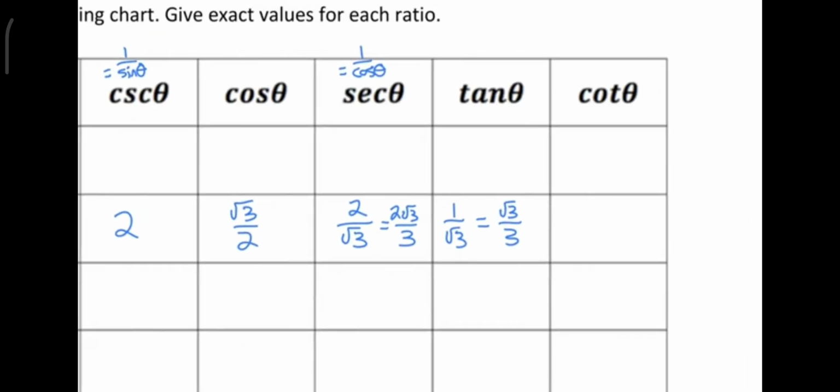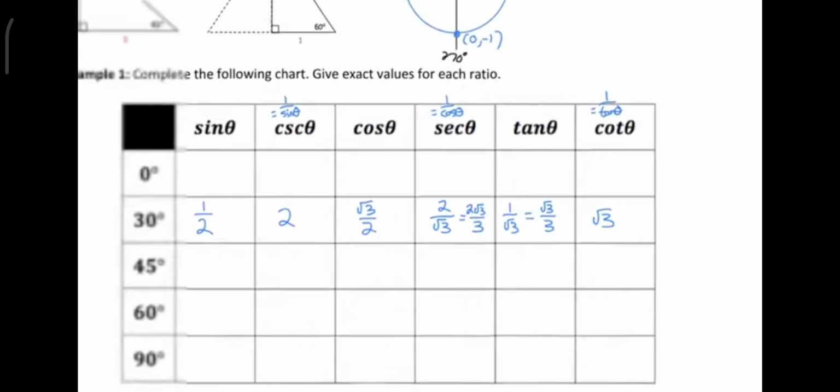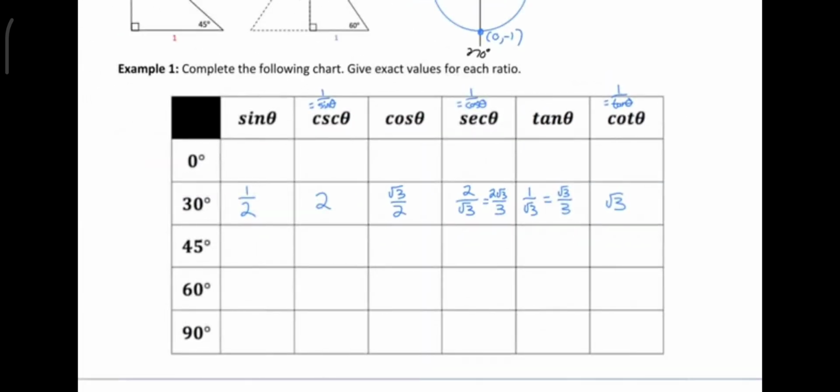Now, if I want the cotangent ratio for 30 degrees, remember cotangent is just the reciprocal of the tan ratio. So to find cotangent of 30, I just have to flip the ratio I got for tan of 30 degrees. So 1 over root 3, flip it, it becomes root 3 over 1, which I could just write as root 3. So hopefully you see how we were able to get those values.